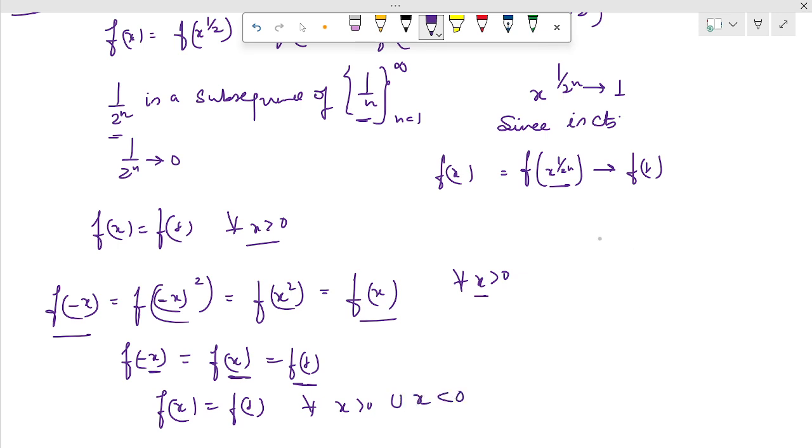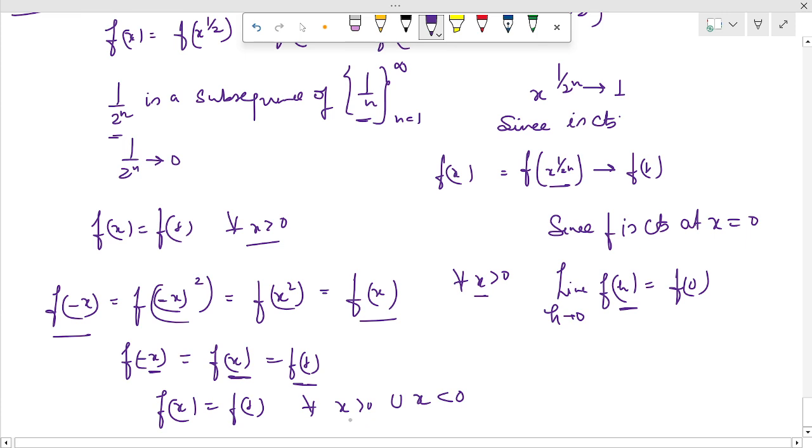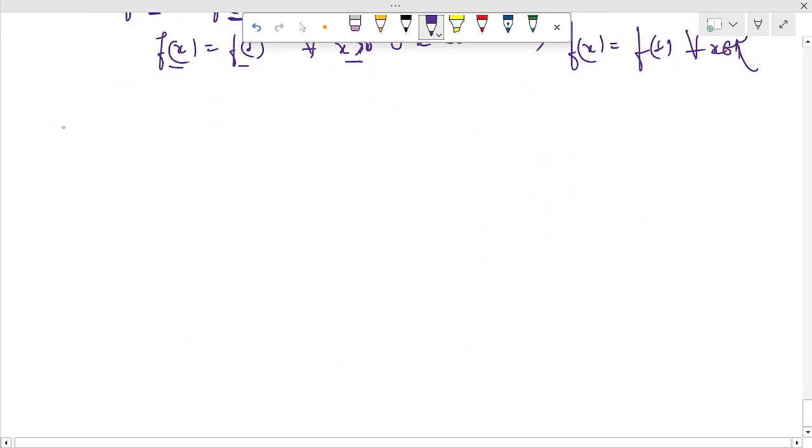And what about f(0)? Since f is continuous at x equal to 0, I can write that the limit as h tends to 0 from the right of f(h) must be equal to f(0). And what is f(h)? Because it falls in this definition, for all x greater than 0, f(x) is f(1). So f(h), even as small as possible, will be equal to 1, because this is positive. So f(1) will be equal to f(0). It implies that f(x) is equal to f(1) for all x belongs to R. It implies that f(x) is a constant function.